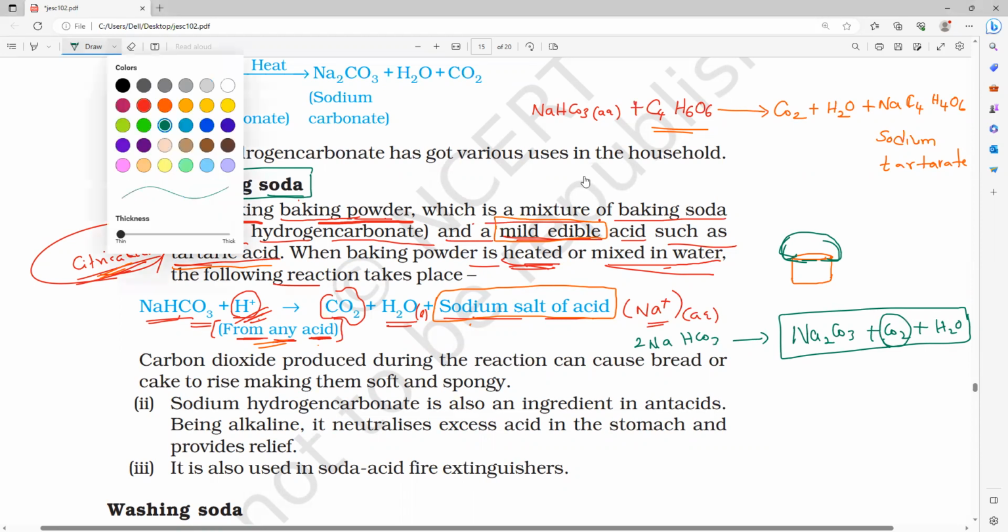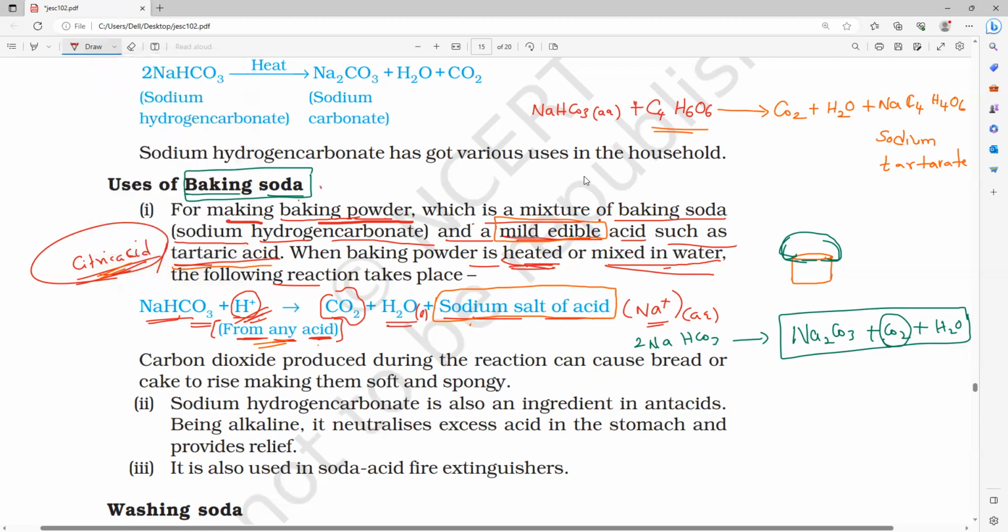To get a very fluffy and soft idli, your mother will add a little soda. Am I correct, everybody? So basically it's not soda, they will add baking powder. What is the reason? Baking powder will react and produce a gas. That reaction can cause bread or cake to rise, making them soft and spongy.